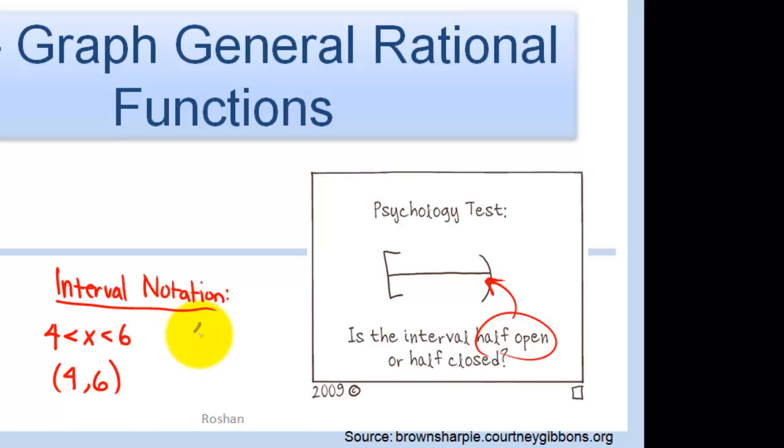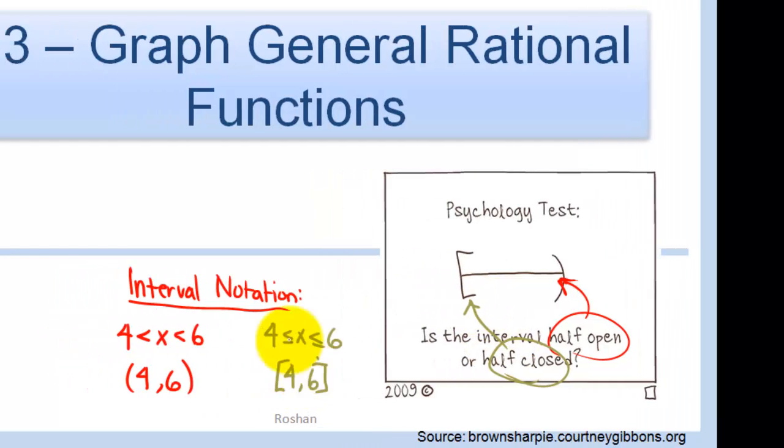Now if I instead wanted to do 4 is less than or equal to x, which is less than or equal to 6, so that includes both 4 and 6, then I would use the brackets instead of the parentheses. And that means that it's a closed interval, meaning it includes those numbers.